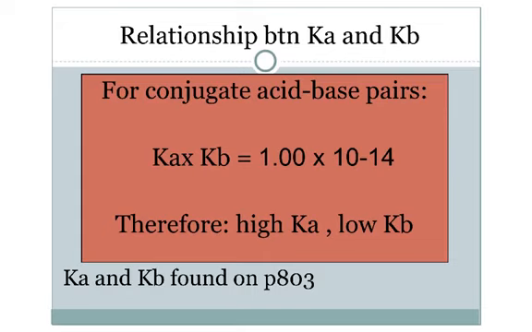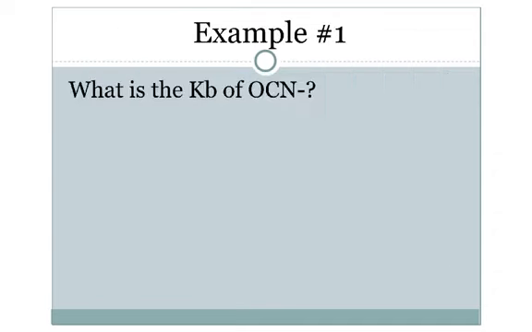So this is what happens for conjugate acid-base pairs only. So not just a random acid and a random base. They have to be related to one another. But if they're conjugate pairs, a Ka times a Kb will always equal 1 times 10 to the negative 14. So there's this relationship. If I have Ka and I want to find the conjugate base's Kb, I can use this equation to help me. So let me show you how this works. Let's try it on for size.